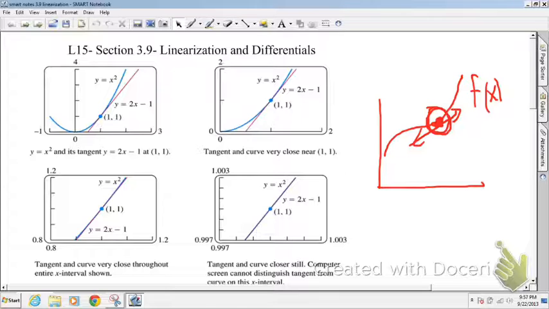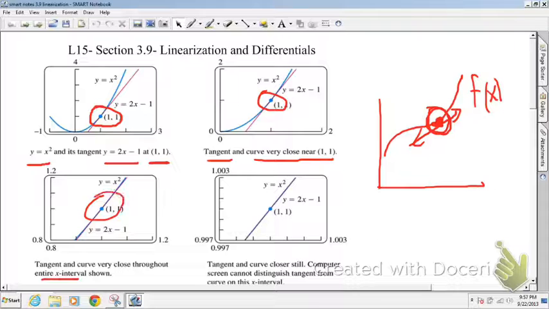So for example, here I'm going to look at this first picture. y equals x squared and its tangent, y equals 2x minus 1 at the point (1, 1). So the tangent line acts as a good approximator for functional values as long as we don't walk too far away from what's called the center of the approximation. And we're using the graphing calculator. Here's the tangent and the curve very close near the point (1, 1). So we use the zoom in feature of the calculator. Tangent and curve very close throughout the entire x interval shown.